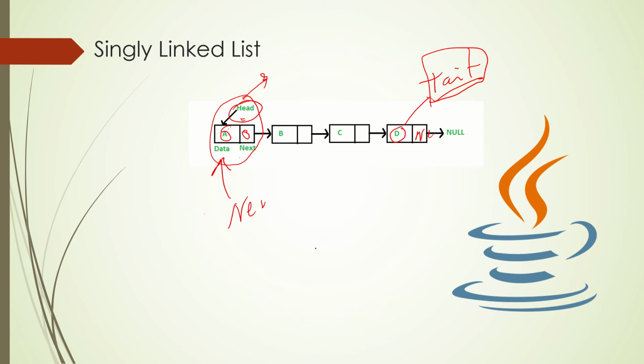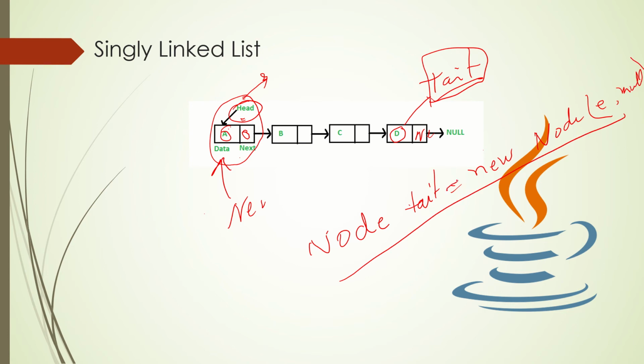For example, if we say node tail equals new node, with data for example e and next null, it is not referred anywhere. This is called a singly linked list. It's not linked vice versa: this one is linked with this one, which is linked with this one, but this one is not linked back. That's why it's called singly linked list, linked in a single direction, and this is head and this is the tail.